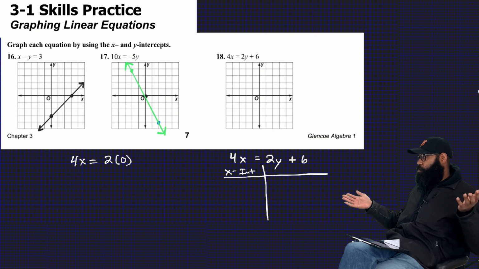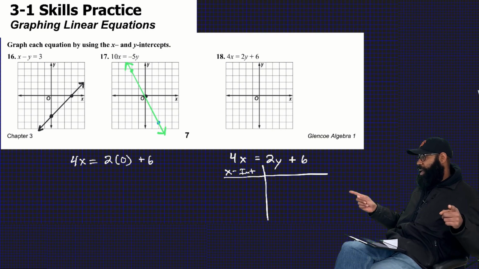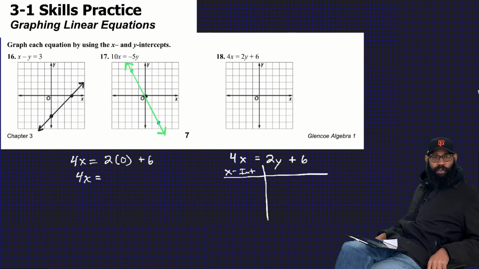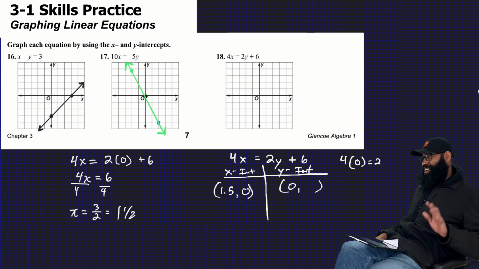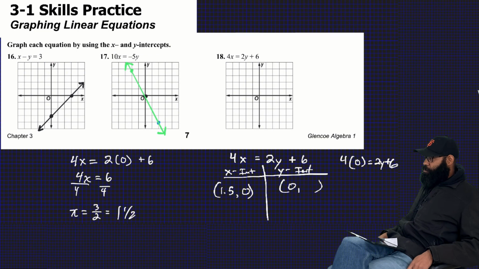Number 18, plugging in 0 for y to get the x-intercept. 4x equals 2y plus 6. Showing those great notes. The x-intercept, go ahead and rewrite that equation. 4x is equal to 2 times 0 plus 6. And I go, hold on, 4 times nothing equals 6. Yeah, you're right.